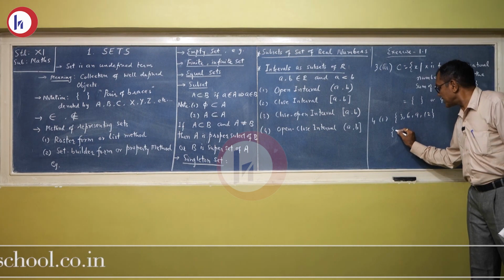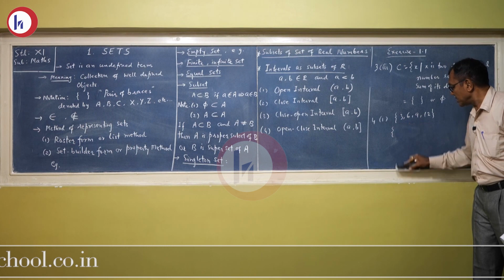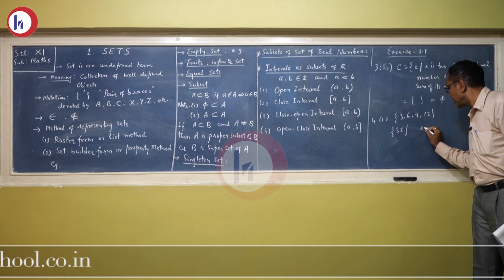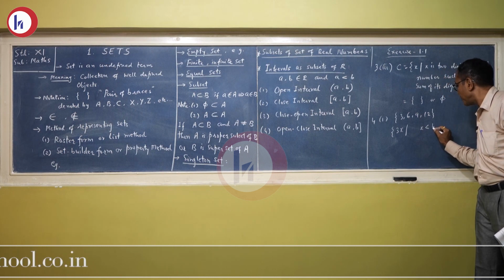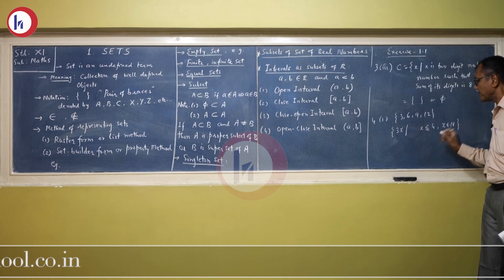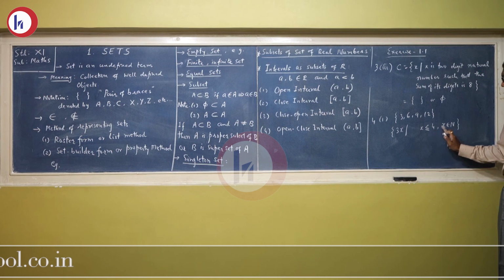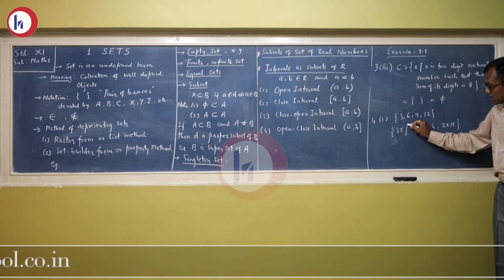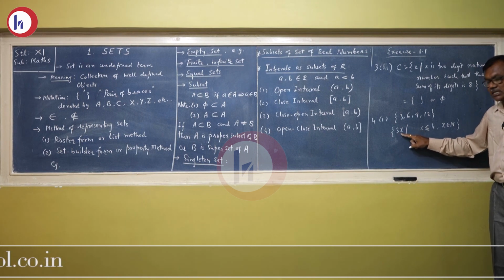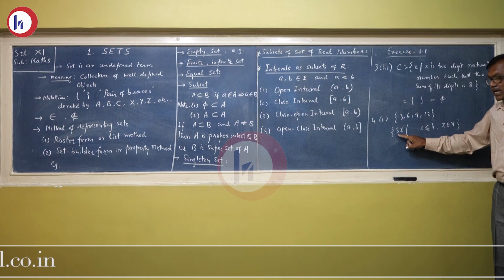The same set can be written like this: x, where 3x are the elements. So you can write 3x is an element where x is less than or equal to 4, and x belongs to N. This also can be written like this: 3x, where x is less than or equal to 4, x belongs to N. Remember, this line means "such that". Whatever is on the left side of this line will be considered as the element, and whatever is on the right side will be considered as the property of the elements.